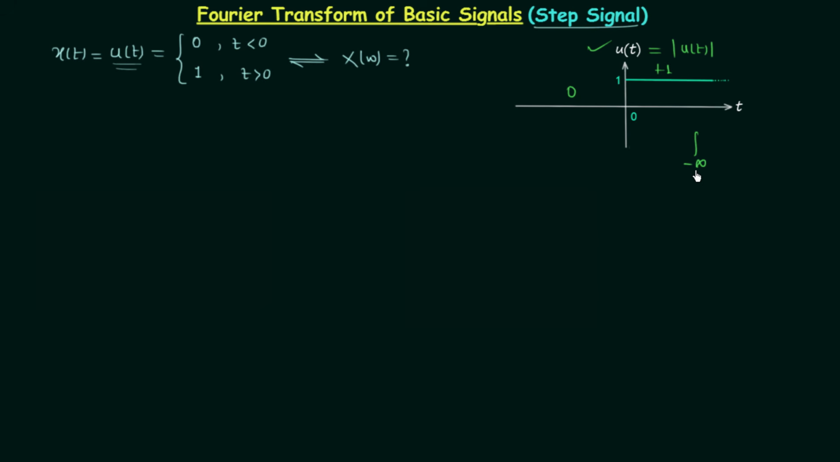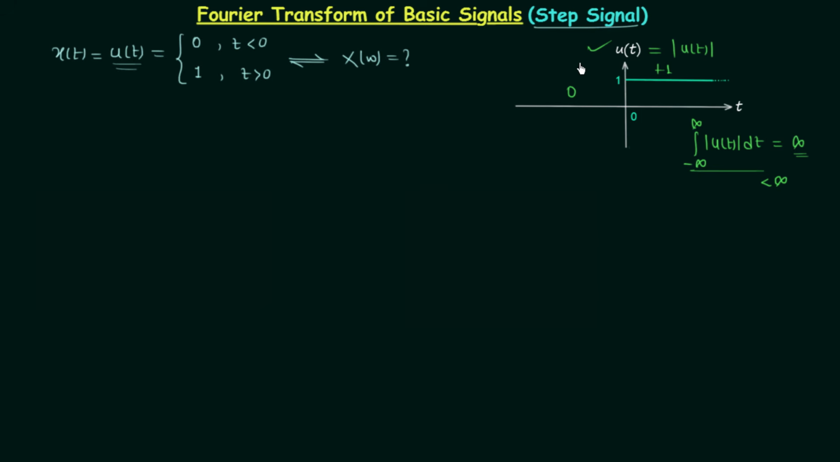Now we will check the condition for a signal to be absolutely integrable. For this we calculate the integration of mod u(t) from minus infinity to infinity with respect to t, and after calculation you will find it is equal to infinity. So the condition for a signal to be absolutely integrable is violated, because this result should be less than infinity. This is happening because u(t) is non-converging. It has a constant value from 0 to infinity, so the waveform is non-converging, and therefore we cannot use the formula of Fourier transform to calculate the Fourier transform of u(t).